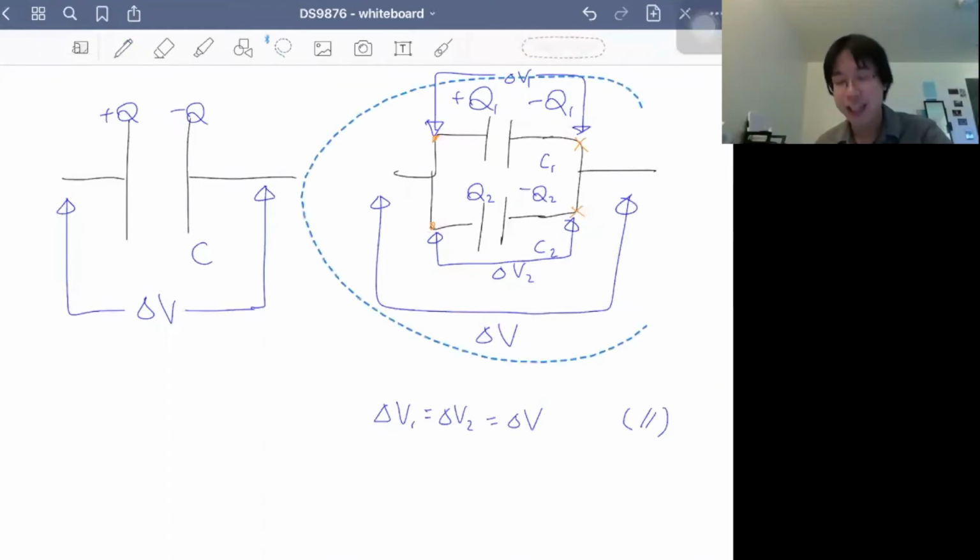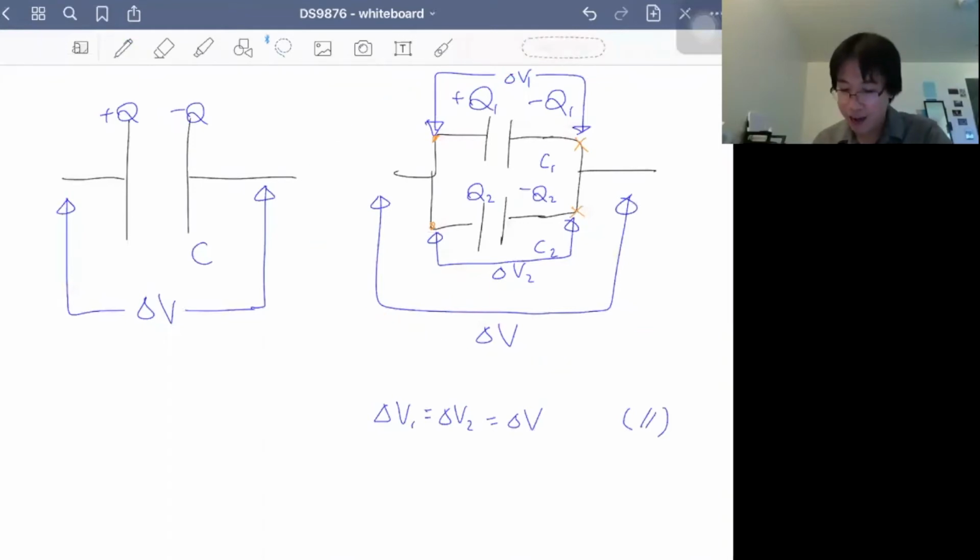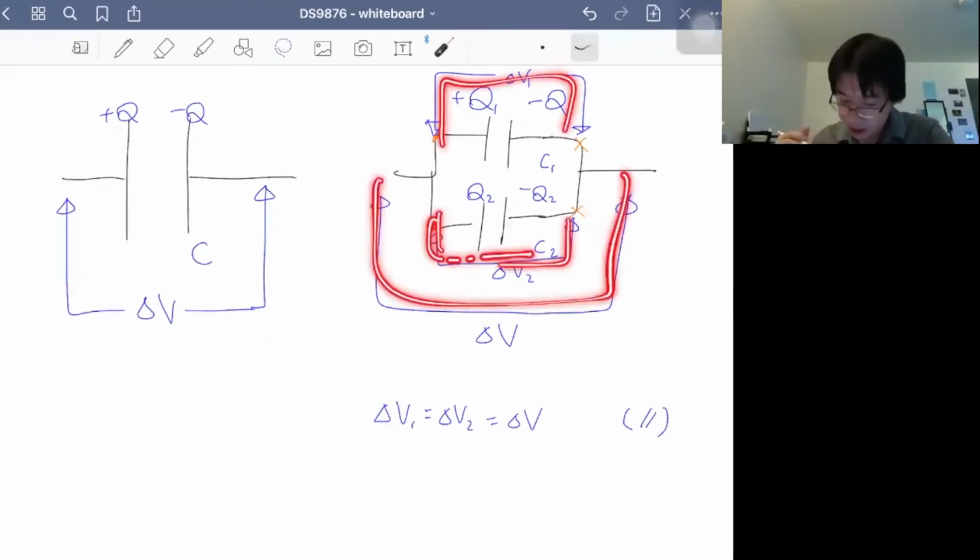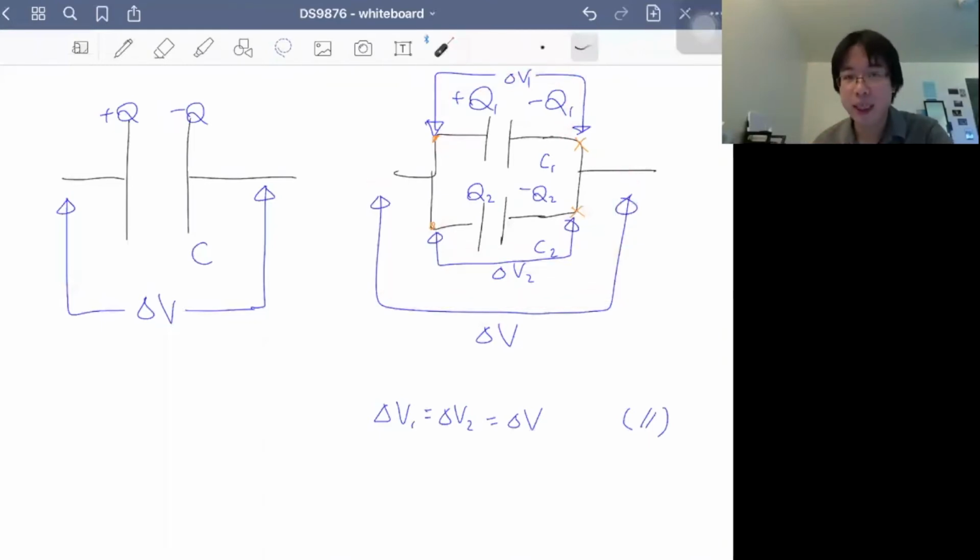If you can draw this diagram, I hope from what I have discussed, you see how easy it is to look at the difference between here. How about the charge? Can I relate the charge?